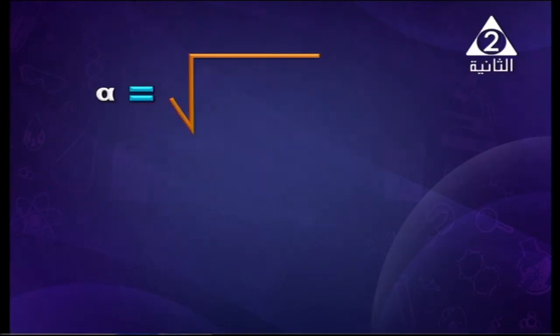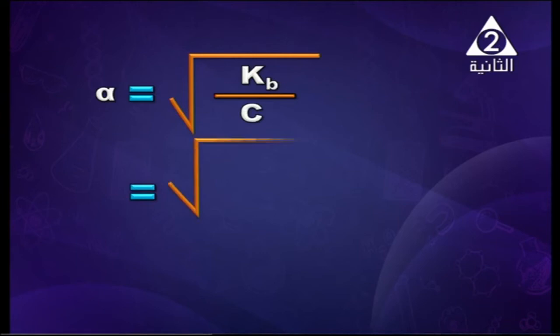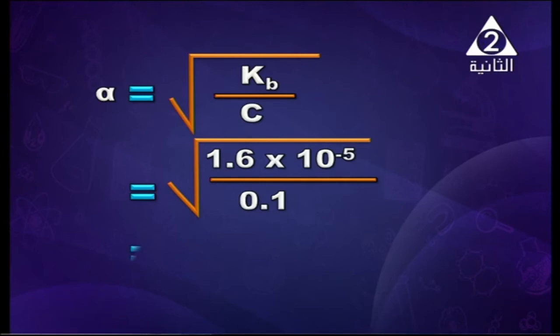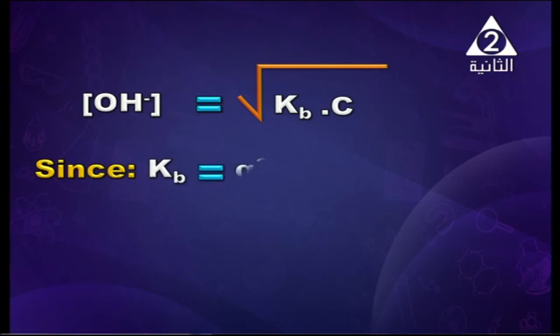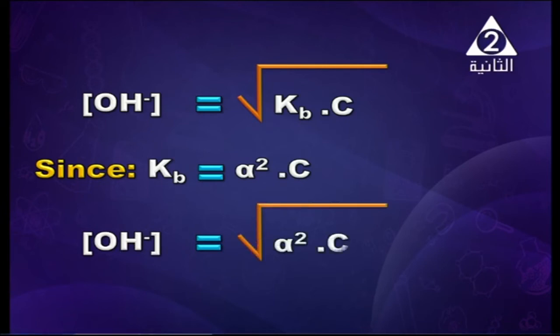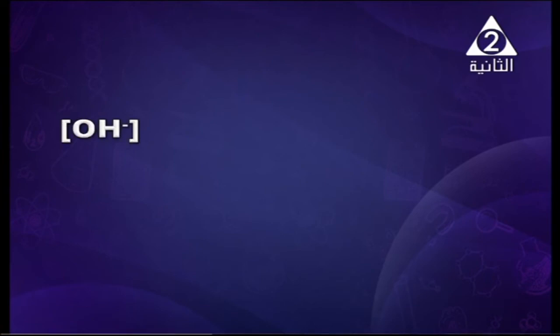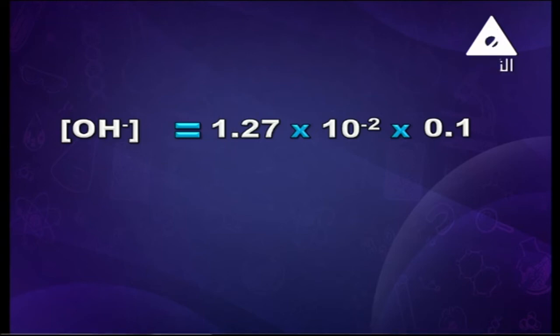Solution of the problem: alpha equals the square root of Kb over C, so equals square root of 1.6 times 10 to the power negative 5 over 0.1, so equals 1.27 times 10 to the power negative 2. So OH negative equals square root of Kb times C. Since Kb equals alpha squared times C, so OH negative equals alpha times C, equals 1.27 times 10 to the power negative 2 times 0.1, equals 1.27 times 10 to the power negative 3.